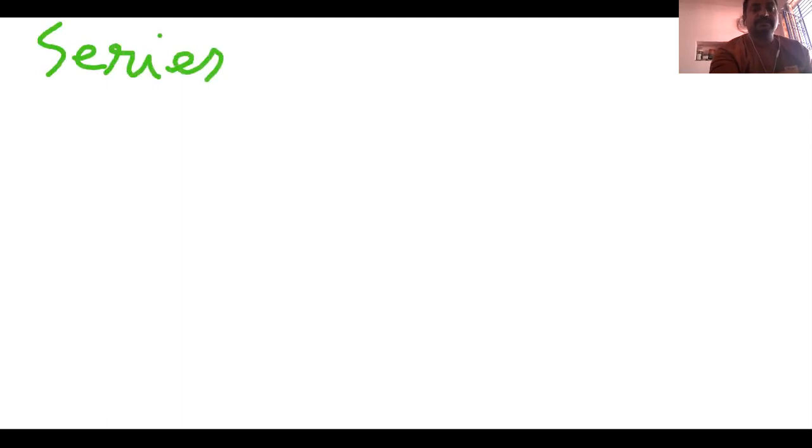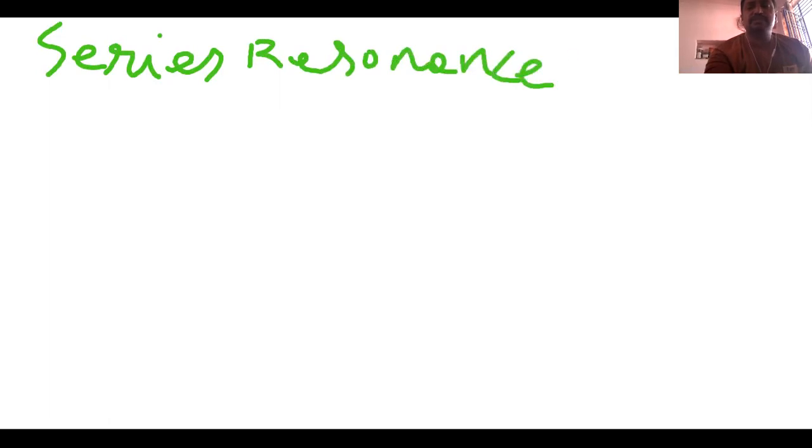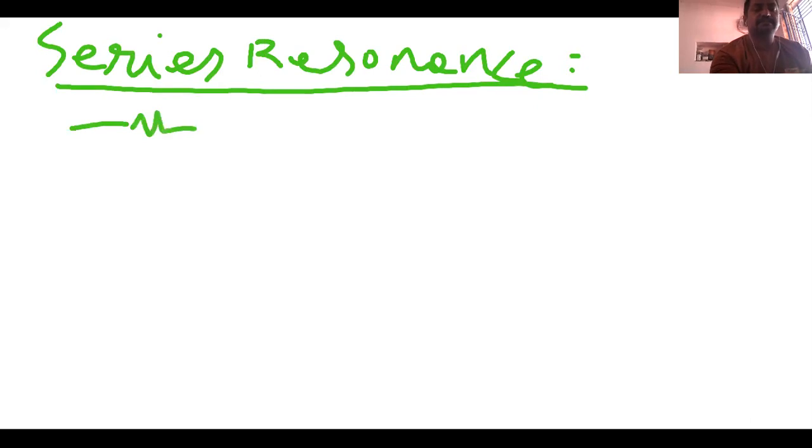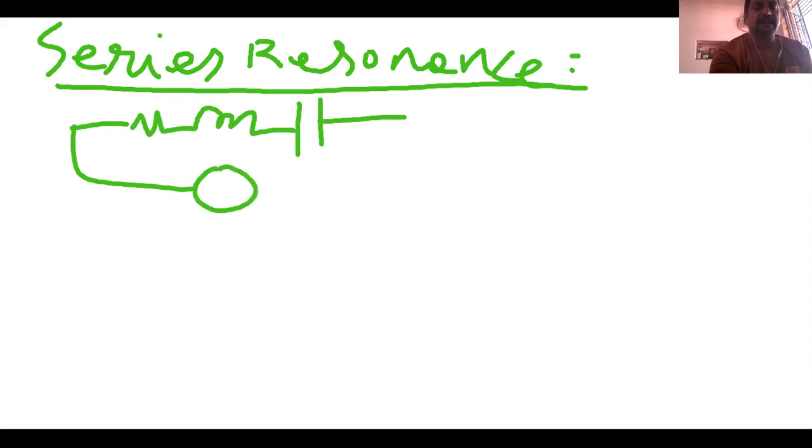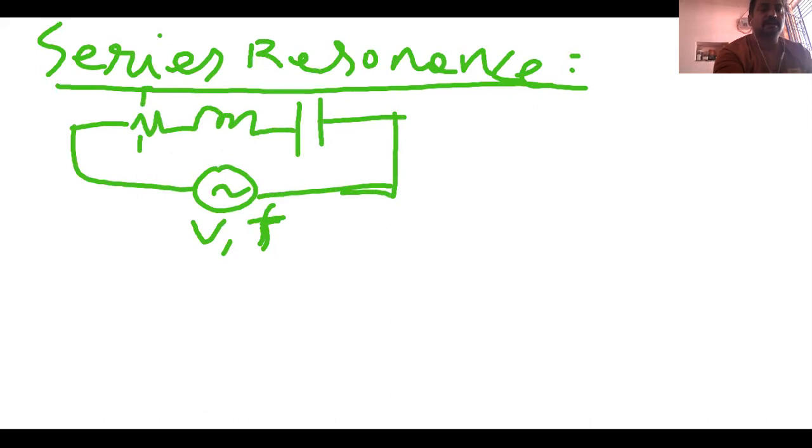Series resonance. Here we'll go through this. Whenever we want to discuss series resonance, the circuit should contain a resistor, inductor, and capacitor. Three elements should be contained, and the supply should be AC, alternating in nature, with V volts and frequency F Hz. This is the R, this is the L, and this is the C, and we get the voltage VR, the voltage across the inductor VL, and the voltage across the capacitor VC.